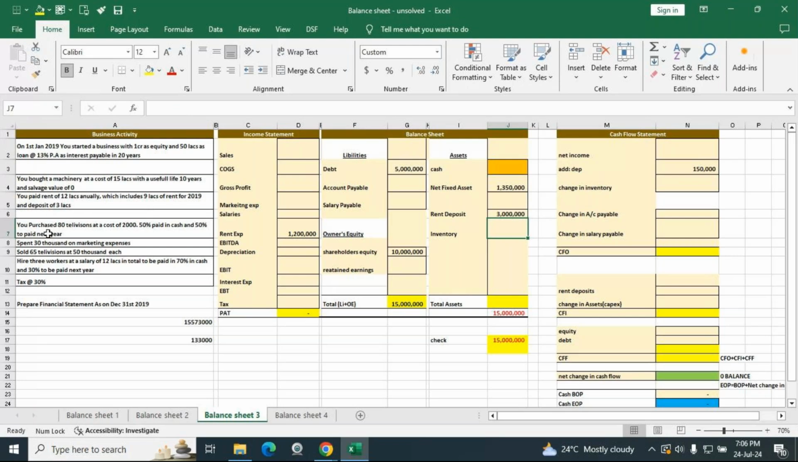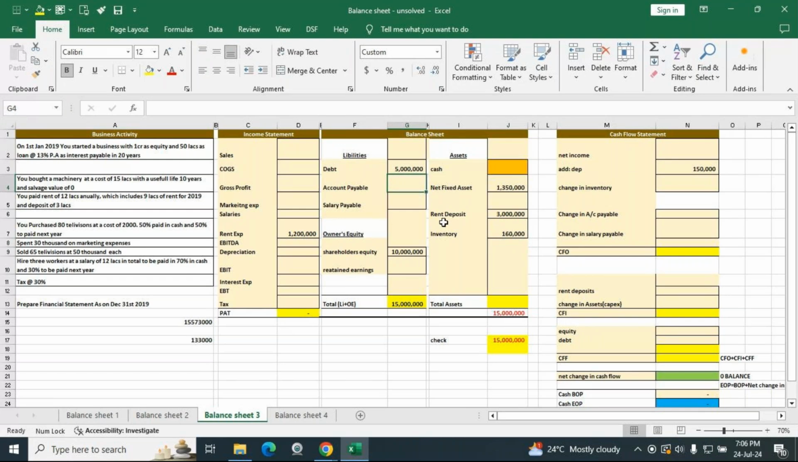Yeah, next one. You purchased 80 television at the cost of 2000 rupees. So here inventory. So inventory I'm going to take equals, I'm going to open the bracket. So 80 television I have bought at the rate of 2000 each. I'll close the bracket, enter. So this is my inventory. So 50% is paid in cash and 50% will be paid next year. So here it is 1,60,000 rupees account payable.